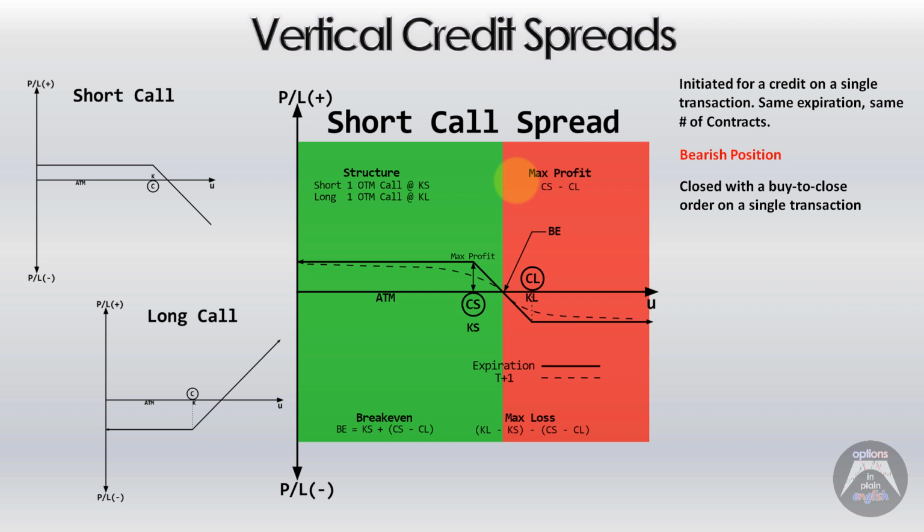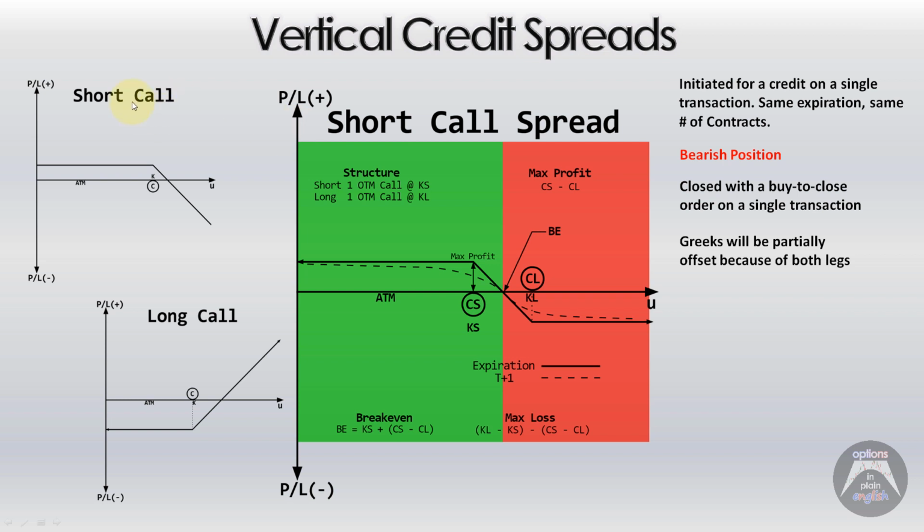But in this case, for this lesson, we're going to look at the spread as a unit and as something that we open with a sell to open transaction, and we close with a buy to close transaction on the whole spread. But you could also treat those legs independently. The Greeks will be partially offset because of both legs.